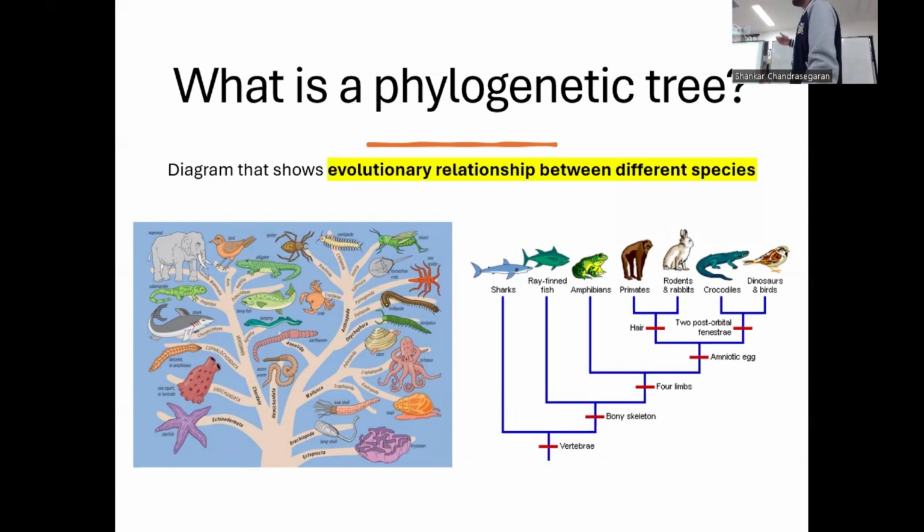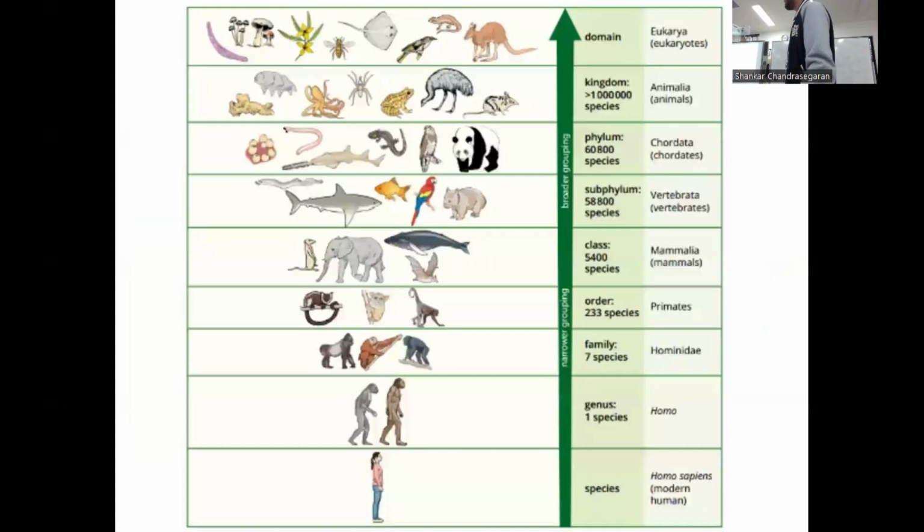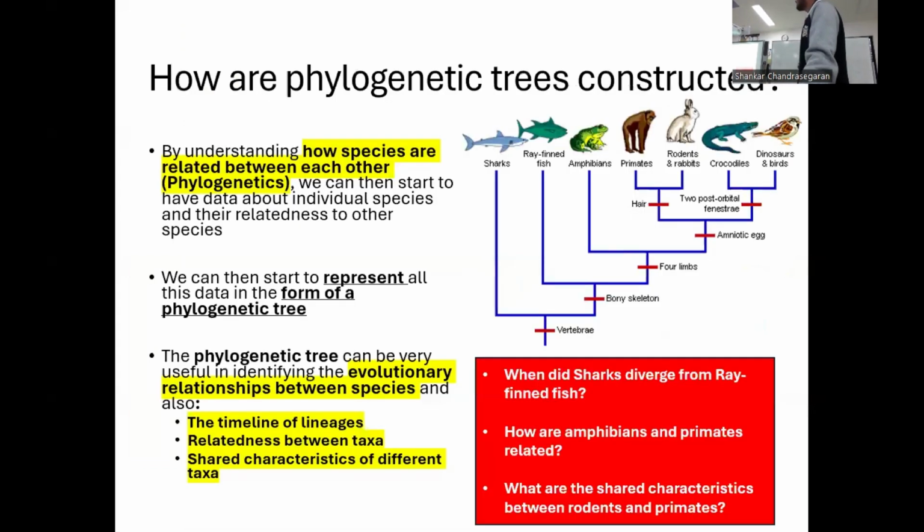We can derive a lot of information from a phylogenetic tree, and we're going to be looking at that as well. So essentially, by being able to understand the evolutionary relationship between different species, we can better understand how life has evolved over time and how we've lost and gained traits through that process as well.